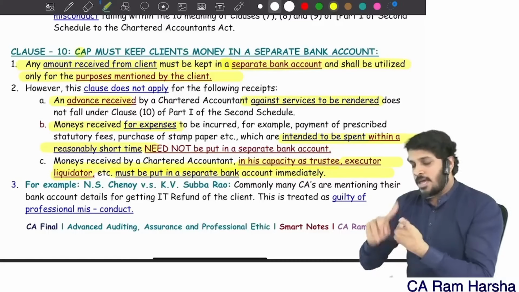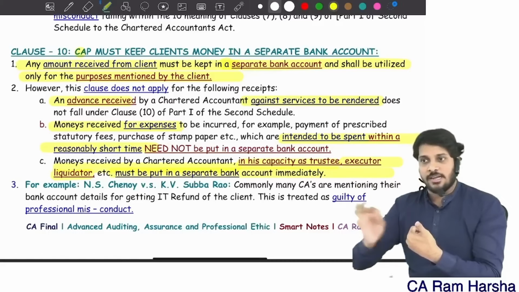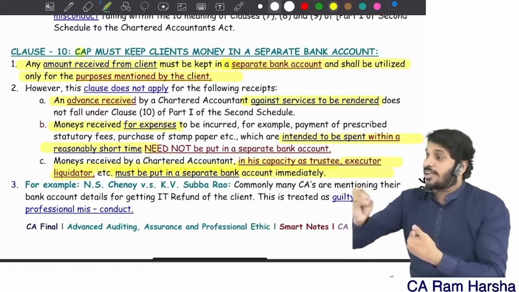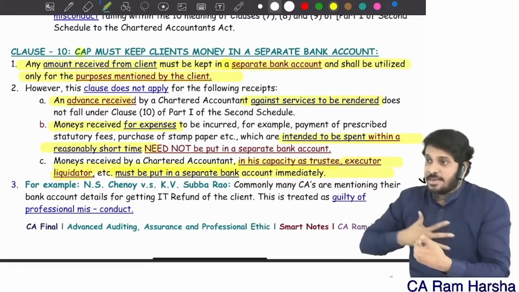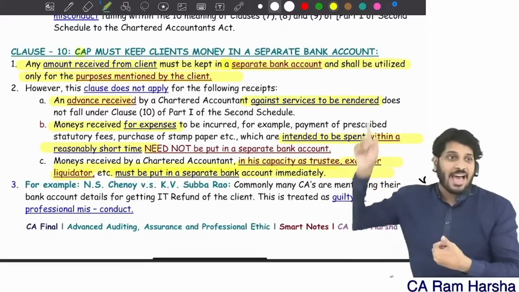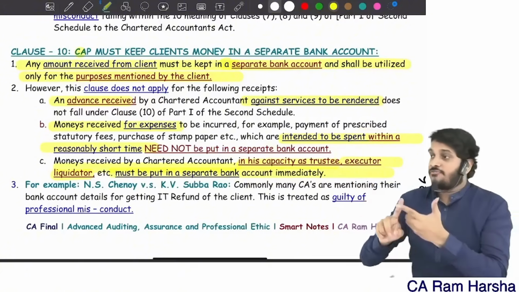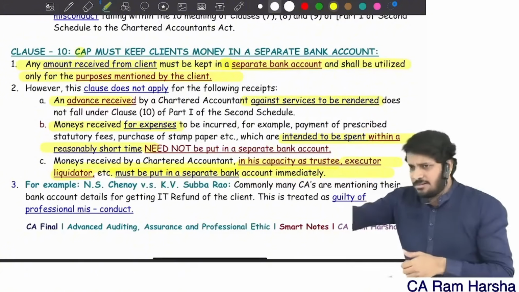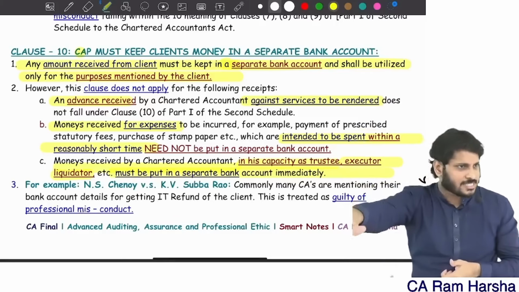Clause number 4. A CA in practice is prohibited to sign or report financial statements of a business or entity where himself or his partner or his firm has a substantial interest. If a relative has it, then council guidelines say it is guilty.